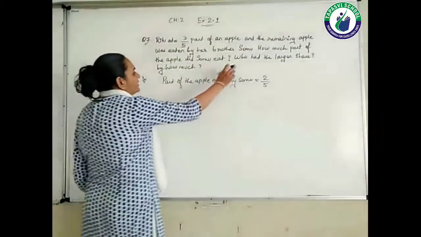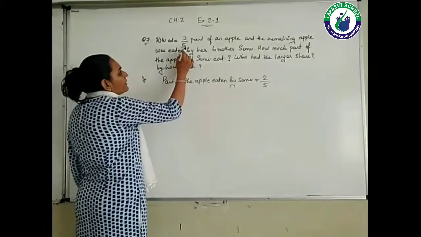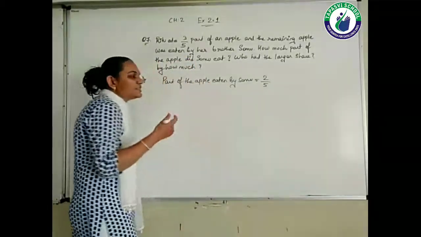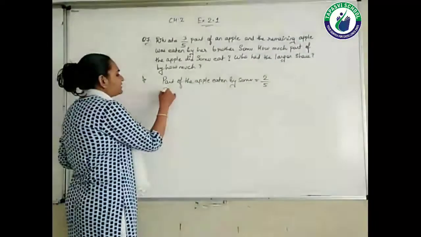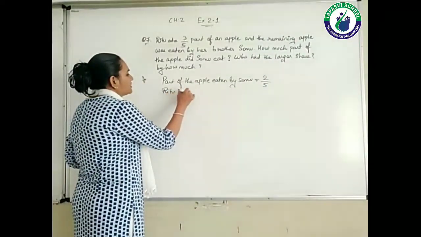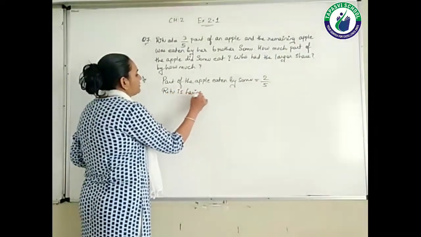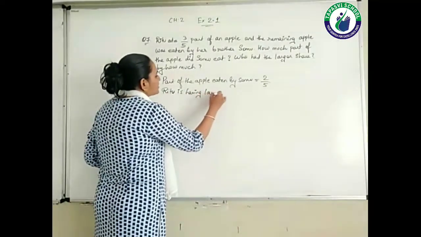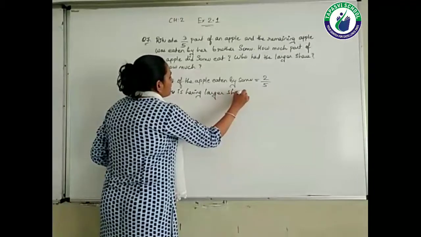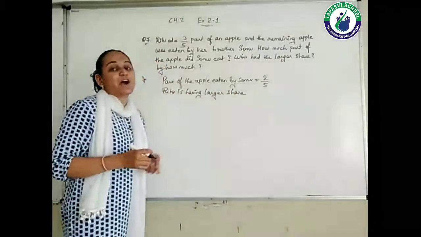Next one is who has the larger share? So 3 by 5 and 2 by 5. So who is having the larger share, students? That is Ritu. So Ritu is having the larger share. And the next question is by how much?